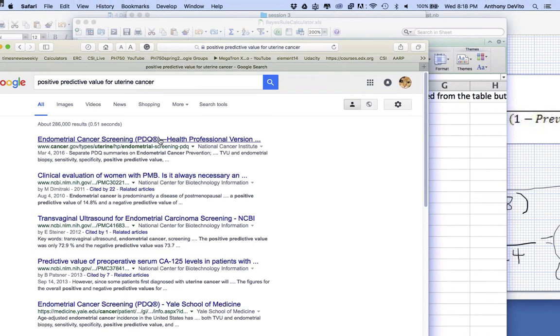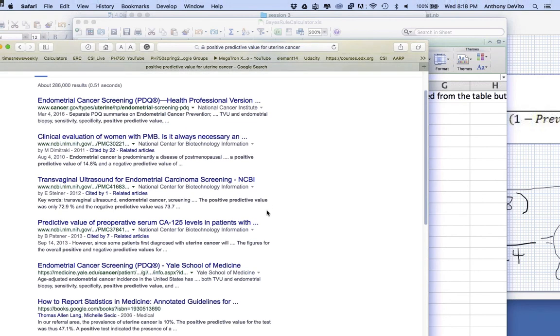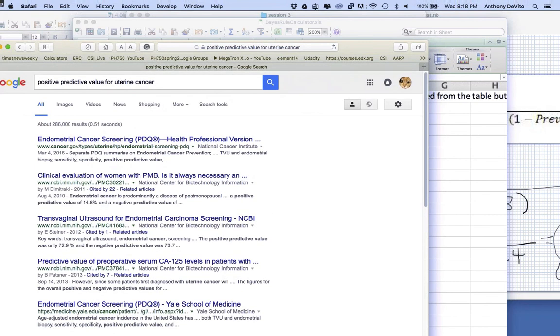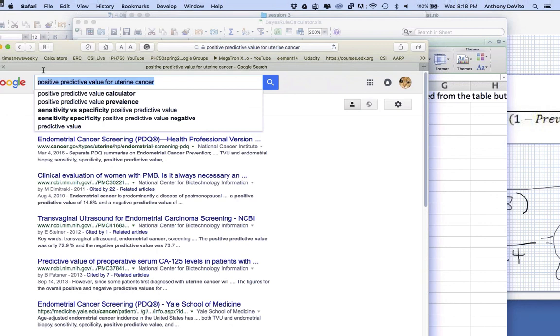Okay, how about positive predictive value for uterine cancer? Let's see, sensitivity, blah, blah, blah. Clinical evaluation, positive predictive value of 14.8%, right? 85% of women that test positive don't have that disease, right? So interesting. When you apply these tests, even if they're good tests, you apply them to a low prevalence condition, you can wind up with some very disturbing results in terms of what winds up happening in terms of more invasive testing and so on.